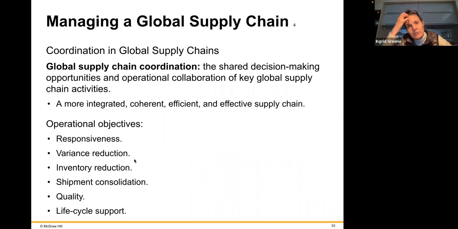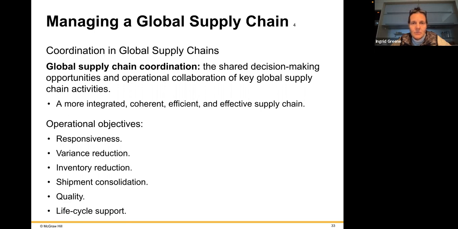Now we're going to talk about the coordination of global supply chains. This is that shared decision-making between the different activities. So when we have more shared decisions, it's a more integrated, efficient, effective supply chain. And so there are some objectives here that we want to make sure that we accomplish when we talk about coordination. The first one is responsiveness. Can we respond in a timely manner to changes in the product or customization? Can we work with variance reduction? This helps eliminate disruptions.